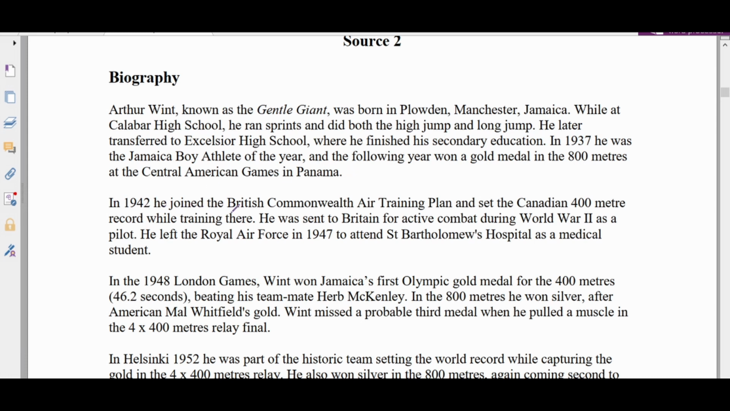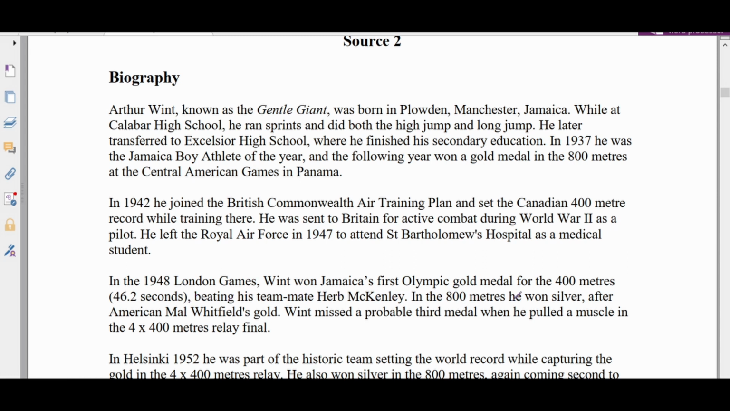In 1942, he joined the British Commonwealth Air Training Plan and set the Canadian 400 meter record while training there. He was sent to Britain for active combat during World War II as a pilot. He left the Royal Air Force in 1947 to attend St. Bartholomew's Hospital as a medical student. In the 1948 London Games, Wint won Jamaica's first gold medal for the 400 meter at 46.2 seconds, beating his teammate Herb McKinley.